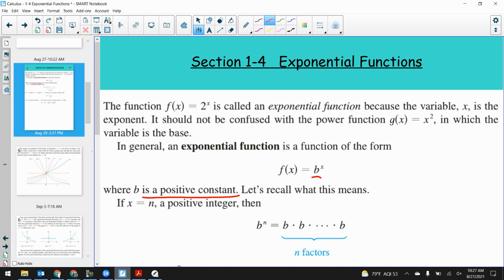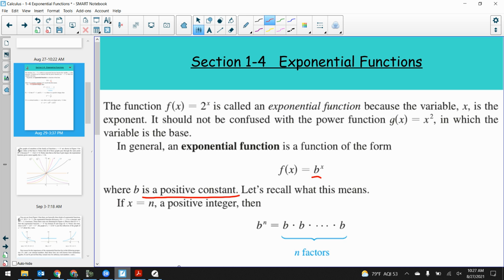So therefore, that means 0 is not positive. 0 is neither positive nor negative. So b has to be anything above 0. b cannot be negative. We're not going to talk about when our bases are negative. Same thing with logarithms, which we're going to talk about tomorrow or the next lesson. The bases cannot be negative there as well.